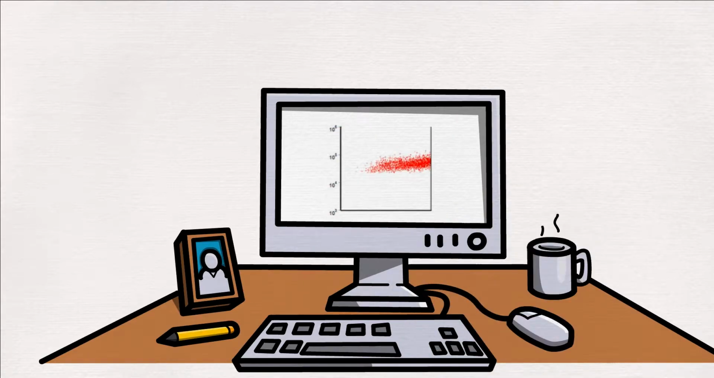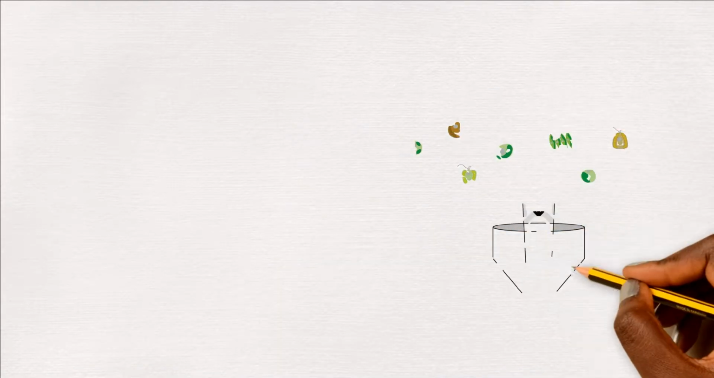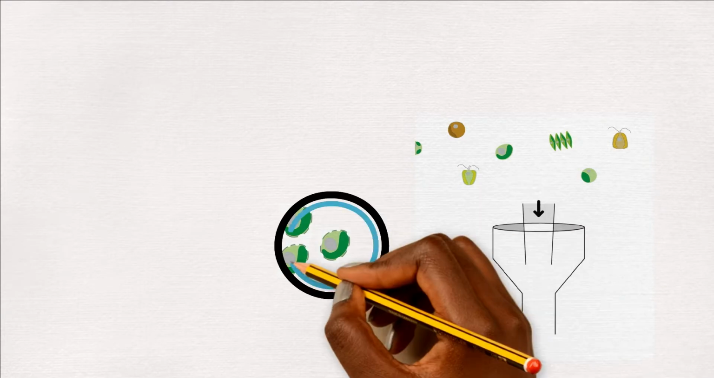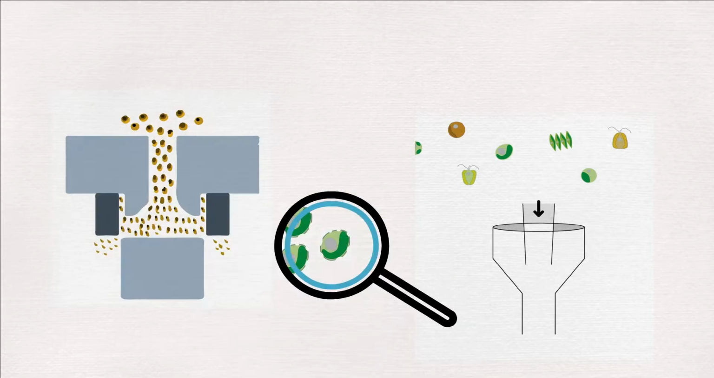In this video, we will show you a protocol that uses flow cytometry to analyze the cell membrane integrity after a culture is subjected to disruption with a high-pressure homogenizer.